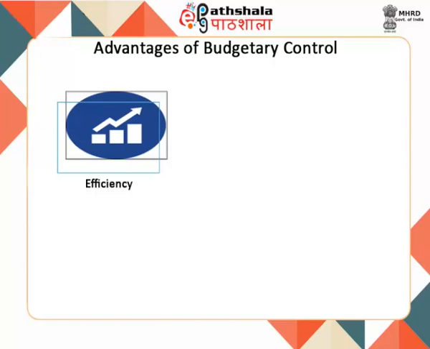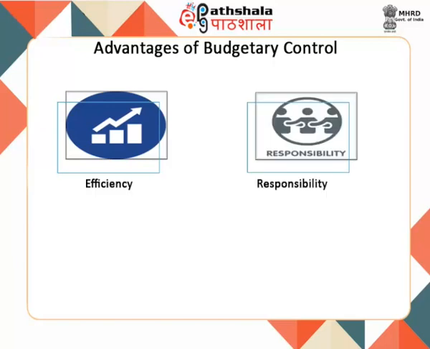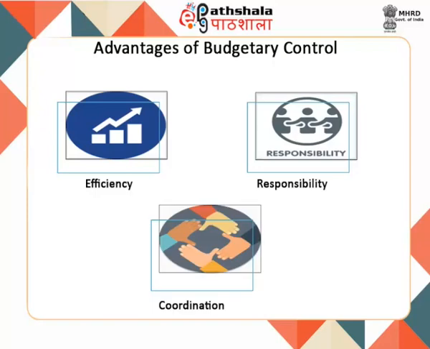2. Fixation of responsibilities. Budgetary control prevents buck passing and exposes those who are at the fault or responsible for deviations. 3. Coordination. It coordinates the production, marketing, financial, administrative, and other dimensions and forces them to work in totality rather than in isolation and operate as a group in harmony. Number 4.